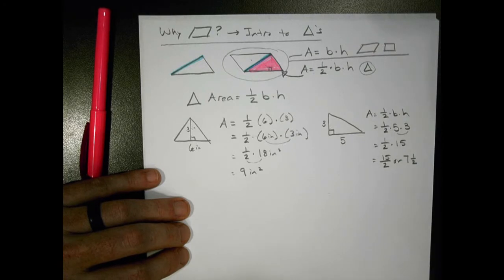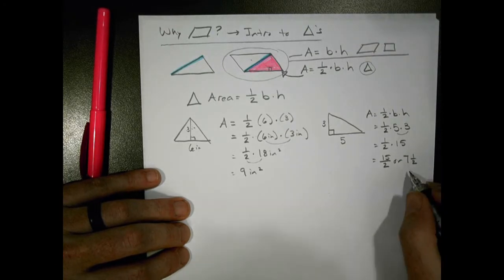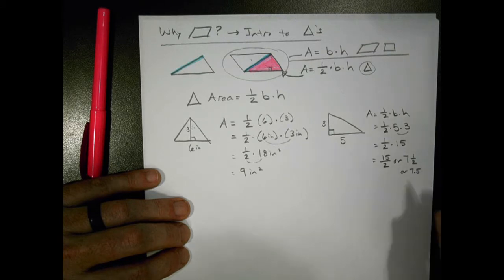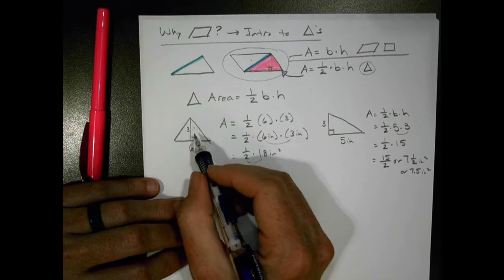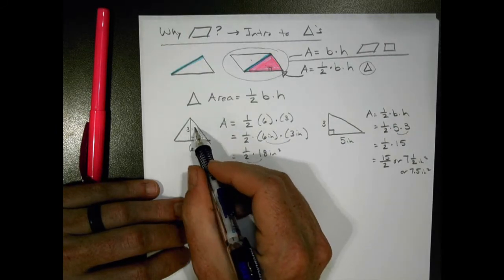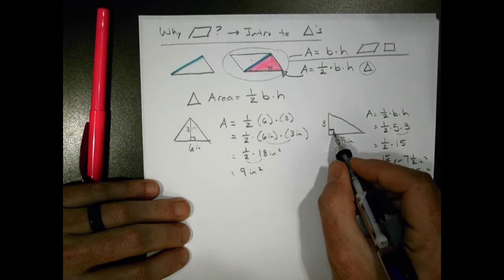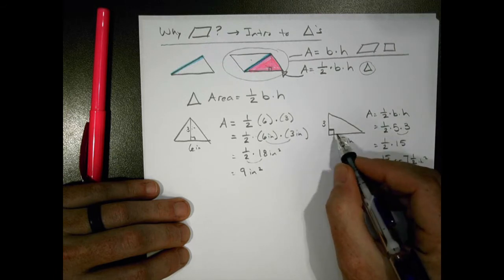You don't need to turn it into a decimal. That's okay. If you chose to do a decimal, you could also say 7.5. That works as well. And of course, it would still be inches squared to have some sort of unit with it as well, if these were inches. Okay, so we have what's called an acute triangle here, where all the angles are less than 90. We have a right triangle here, where we have one angle which is 90.